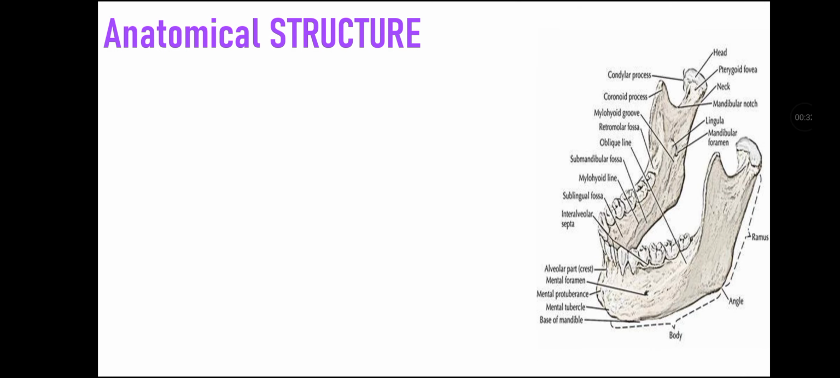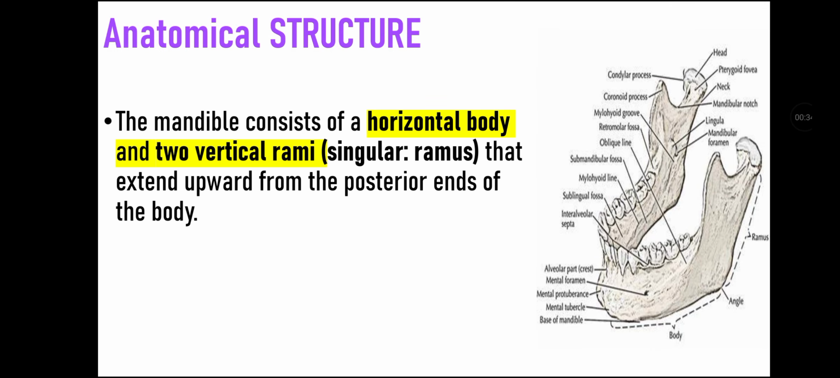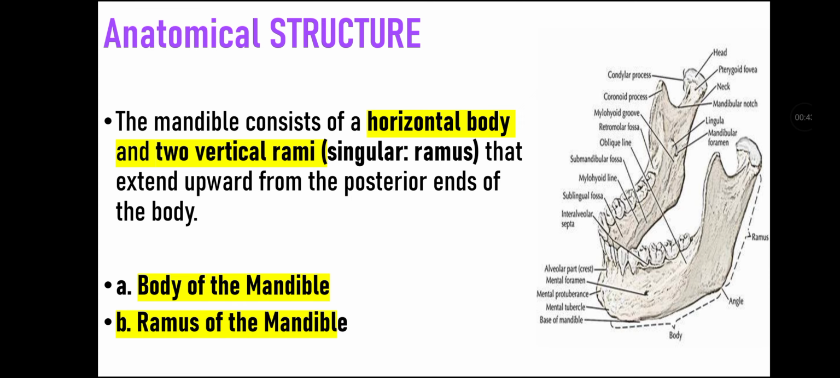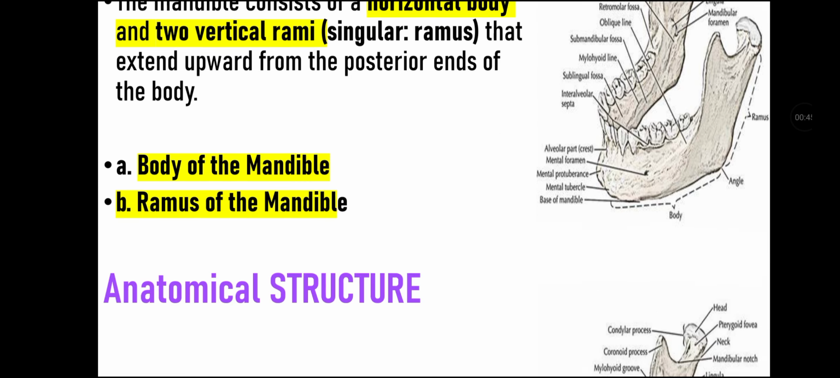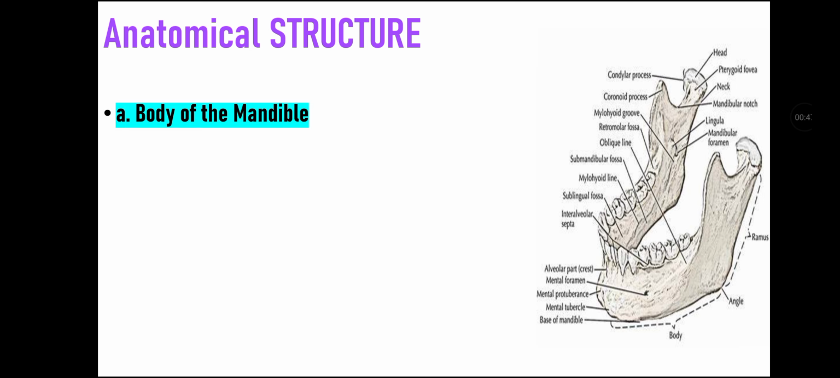Talking about its anatomical structure, the mandible consists of a horizontal body and two vertical rami that extend upward from the posterior ends of the body. The body of the mandible and the ramus of the mandible. First we will talk about the body of the mandible.